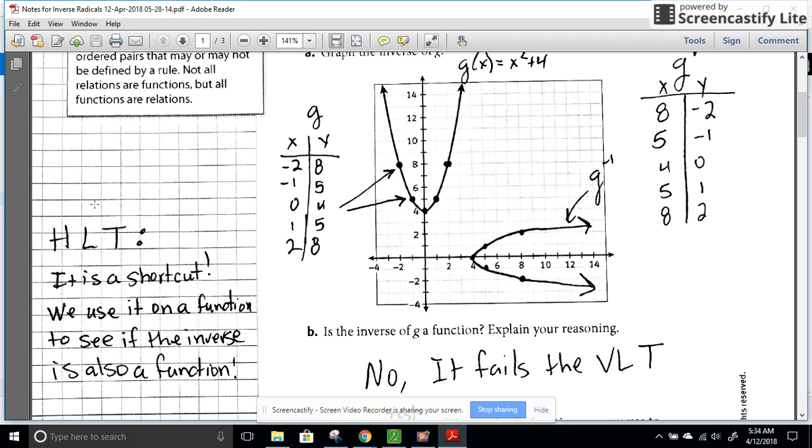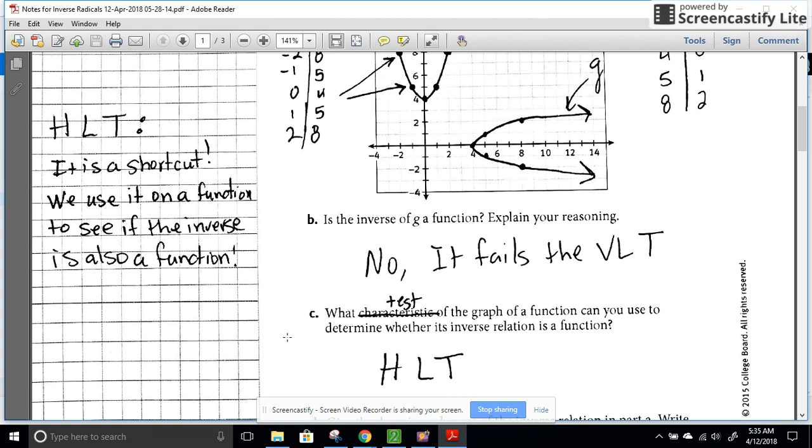So there is a shortcut to figuring out whether or not the inverse of any function will be a function. And that shortcut is called the horizontal line test. Okay, so the horizontal line test is a shortcut that we use to figure out, for a function that we are given, whether or not the inverse of that function will be a function. So you draw a horizontal line through this thing right here. You see it fails the horizontal line test. That means simply that this inverse will not be a function.